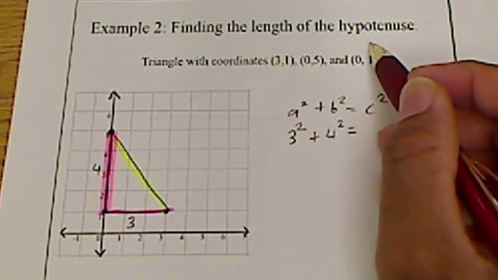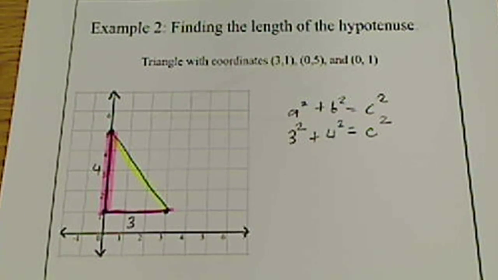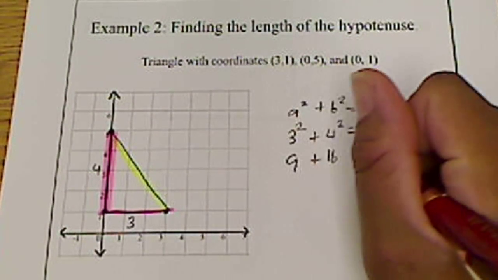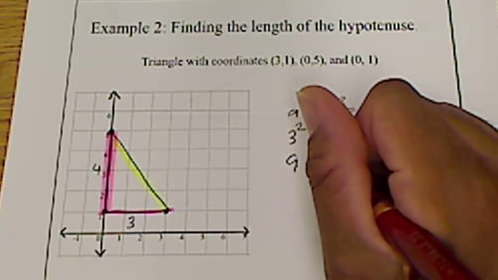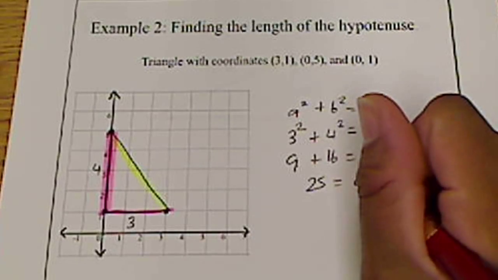Now, since we're trying to find the hypotenuse, I'm going to leave that blank. I'm going to leave that as c squared because I don't know what that is. So all I have to do is work this out. That'll be 9 plus 16 equals c squared. 9 plus 16 makes 25 equals c squared.